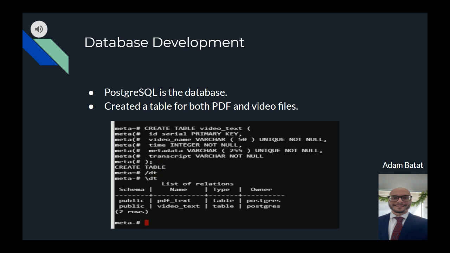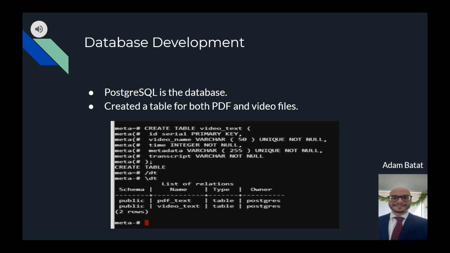So for the database development, we chose PostgreSQL as our database, as it's one of the best for the Ubuntu server. Below is the table for PDF and video text. So we use two separate tables to store our data, because we have our two main sources: users uploading files and users uploading videos.